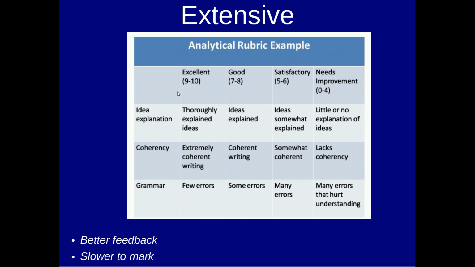And so you can see here, as we go from left to right, the scores go down. They go from excellent to needs improvement. And inside each box, the student gets an idea of how well they were doing. So, as you can see here, the analytical rubric allows for better feedback. The student gets a greater sense of how they're doing, not just in general, but on specific traits.